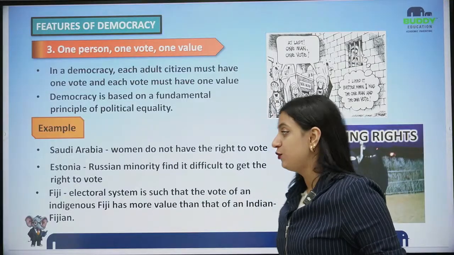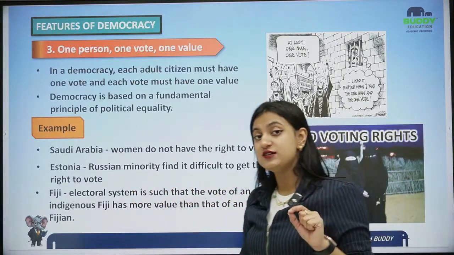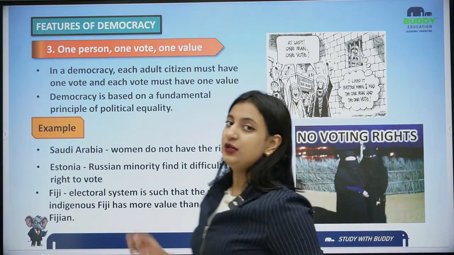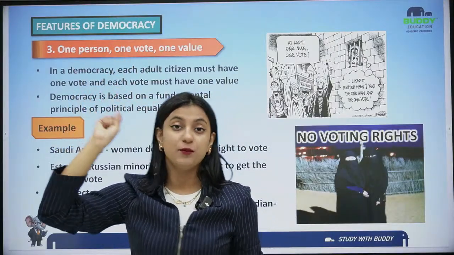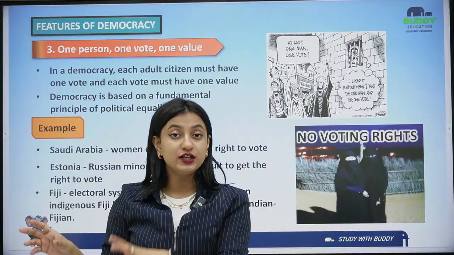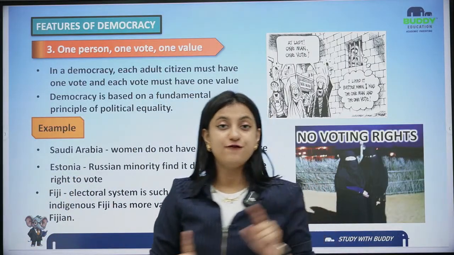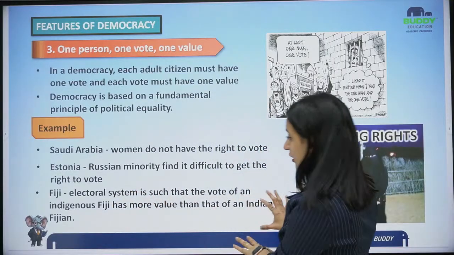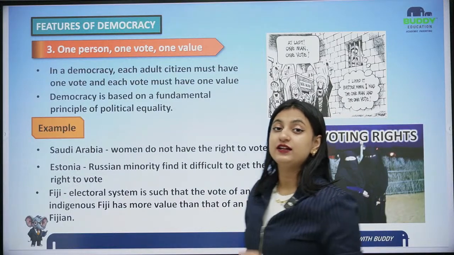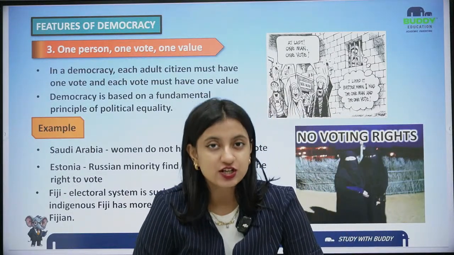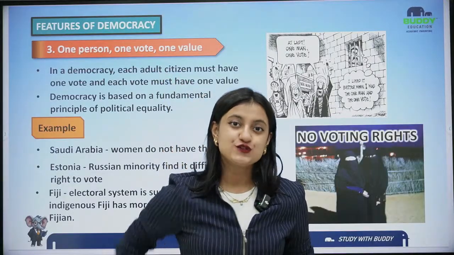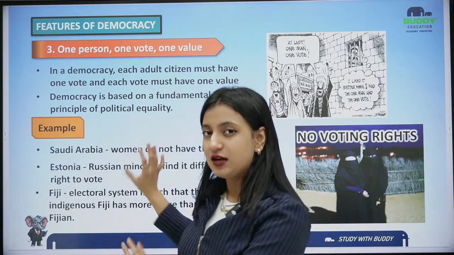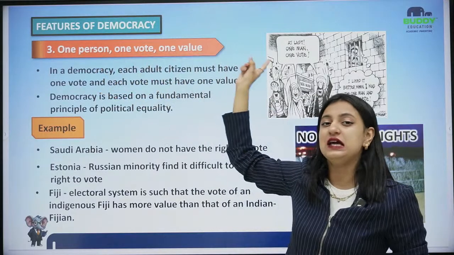Now Fiji is an island nation where the electoral system is such that indigenous Fijians have more value than the people who come from India. Now, at the time of Indian independence from the British, a lot of Indian people, the Indian community, went to work on the Fiji Islands, and when they went, they settled there. And since then, their families have been settled there. So now all the Indian Fijian people do not get the same value of their vote as the indigenous people, the real, actual people of Fiji. So this is another problem. These are the three examples that made us understand that in these countries, we are not able to justify this sentence.